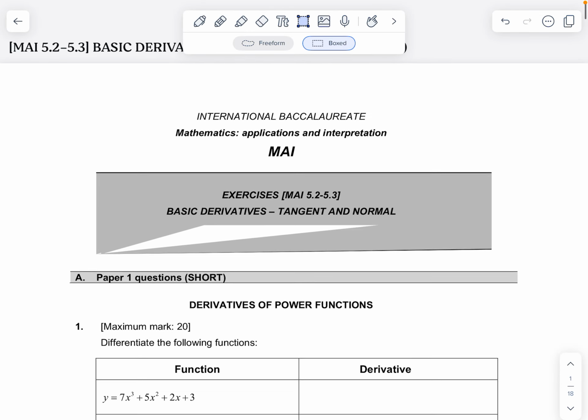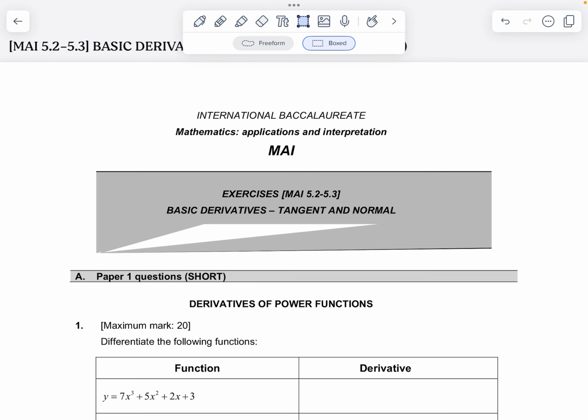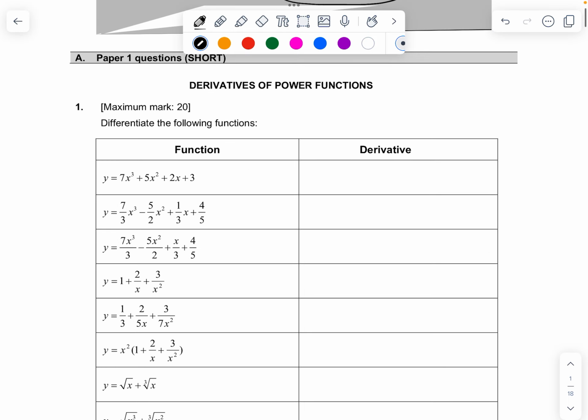Welcome. This is a video for the IBDP AISL topic in derivatives. The basic topic is tangents and normals. This is a worksheet for tangents and normals. We shall start solving this one.